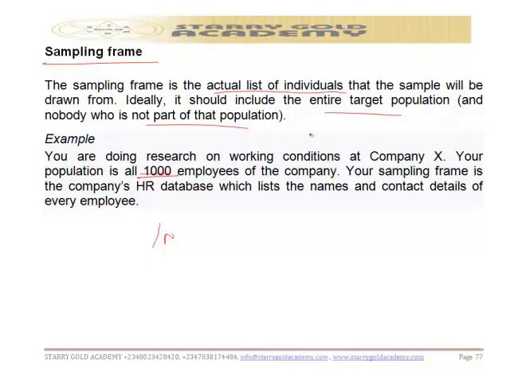Now, for example, you can see on the screen, you are doing research on working condition at company X. The population is all 1000 employees of that company. Everybody in that company is part of the audience. So your sampling frame is the company database, which contains the names of all the employees. That's about the sampling frame.